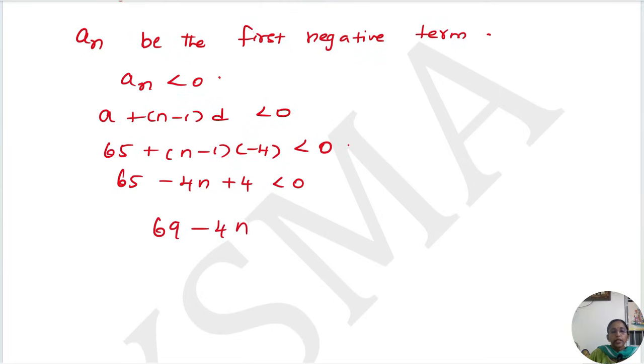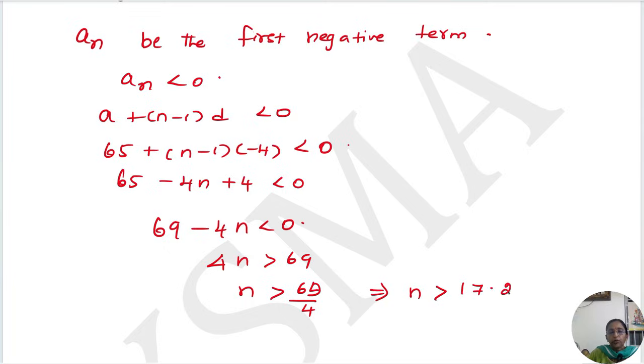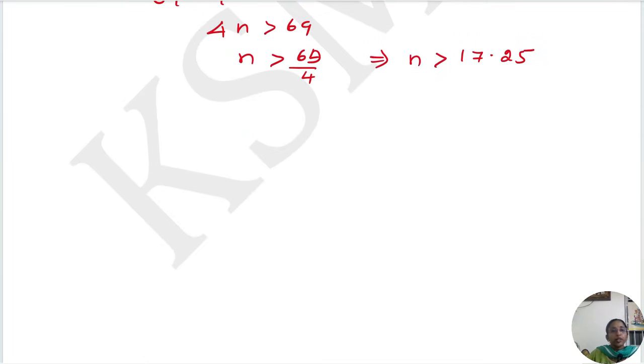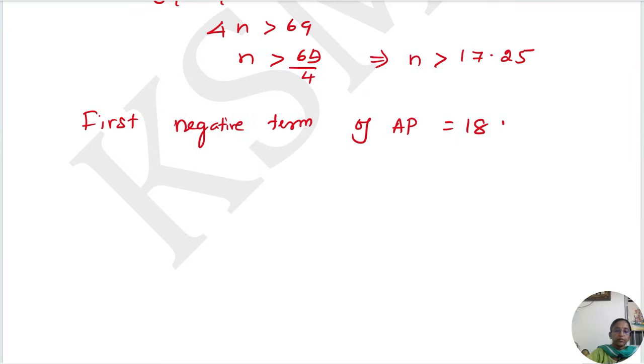69 minus 4n is lesser than 0, and 4n is greater than 69, and n is greater than 69 divided by 4. So n is greater than 17.25. So the next immediate term is the 18th term. So our first negative term is 18.